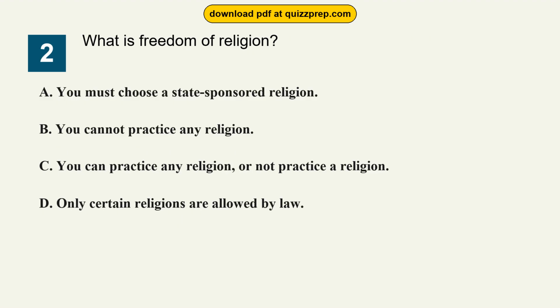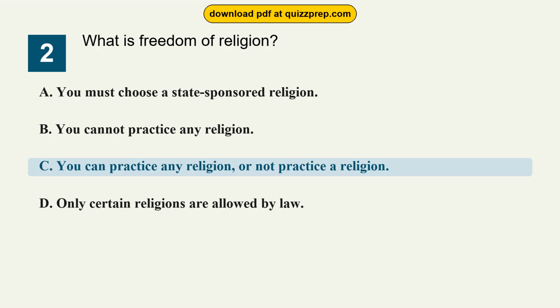Question 2. What is freedom of religion? Option A. You must choose a state-sponsored religion. Option B. You cannot practice any religion. Option C. You can practice any religion, or not practice a religion. Option D. Only certain religions are allowed by law.